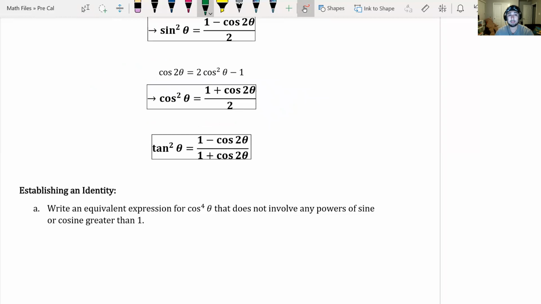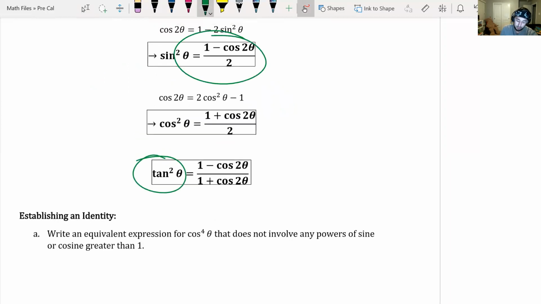And then next, if you put sine squared over cosine squared, you get tangent squared, which means if you put this formula over that formula, we end up getting 1 minus cosine 2 theta over 1 plus cosine 2 theta. So we have new formulas for sine squared, cosine squared, and tangent squared in the form of a double angle formula. So that's the only difference.